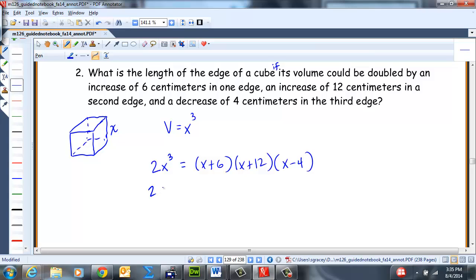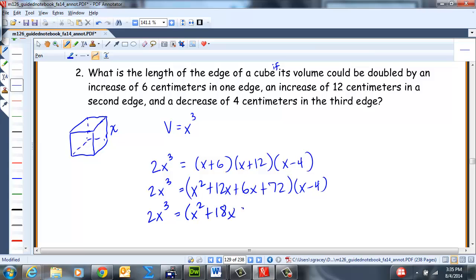So now we crunch everything out. So if I multiply x plus 6 times x plus 12, I get x squared plus 12x plus 6x plus 72 times x minus 4. So 2x cubed is x squared plus 18x plus 72 times x minus 4.